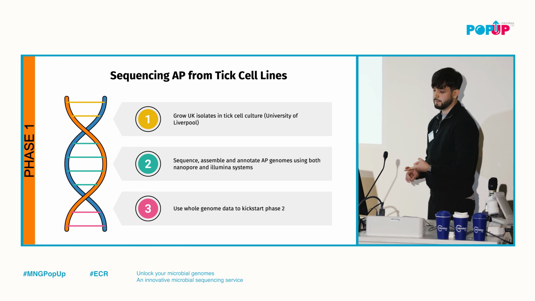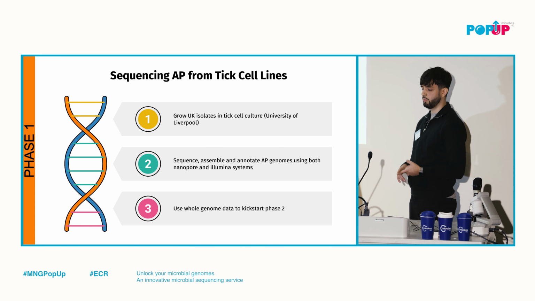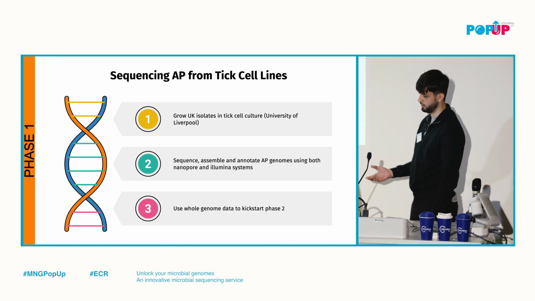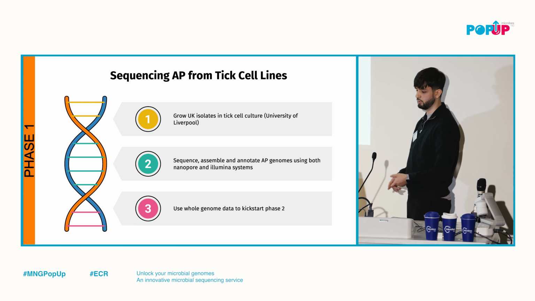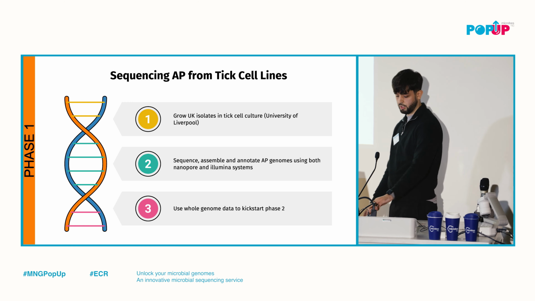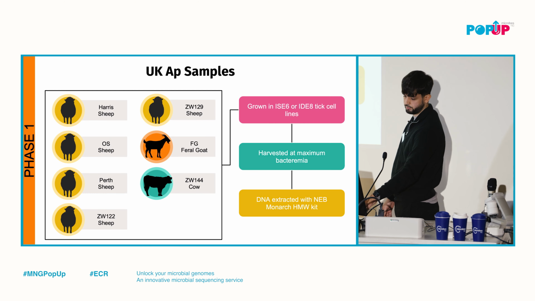Phase one basically involved working with the University of Liverpool and their tick cell biobank, which has been collecting UK isolates of AP for around 50 years, I believe. They grew up these isolates and provided them to us for sequencing, assembly, and annotation, which was in part done by Microbes NG. And then we used this data to kickstart phase two of the project.